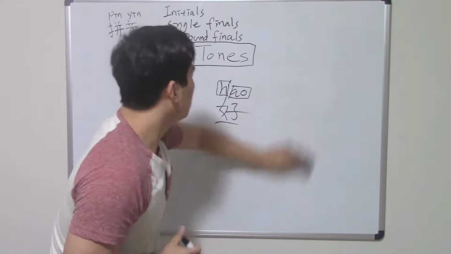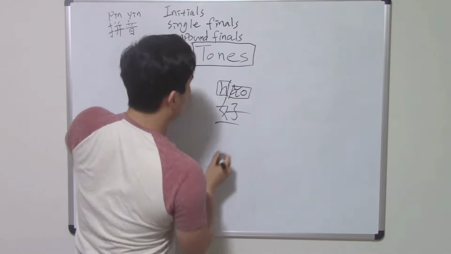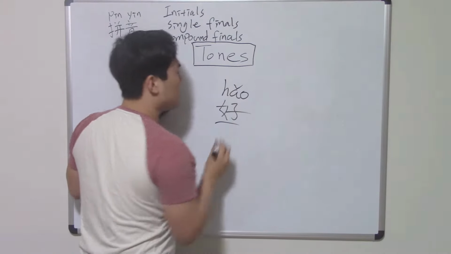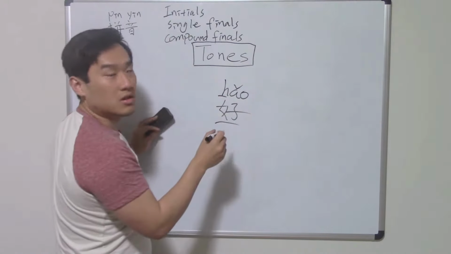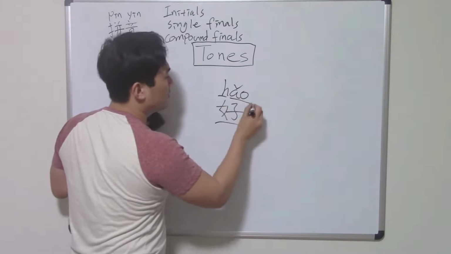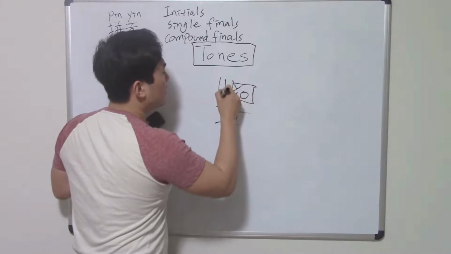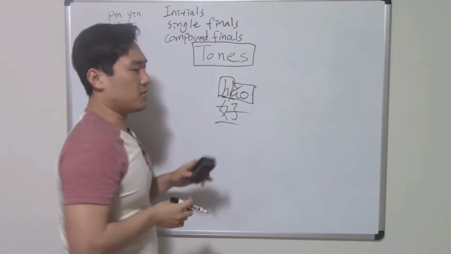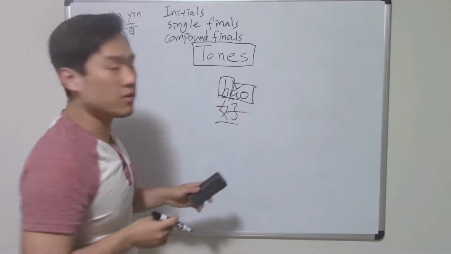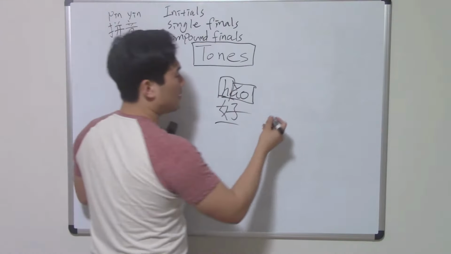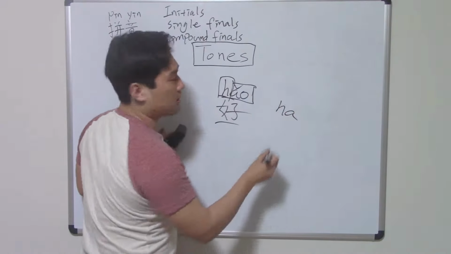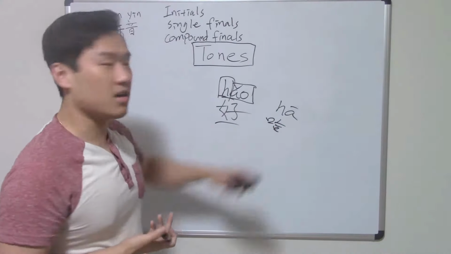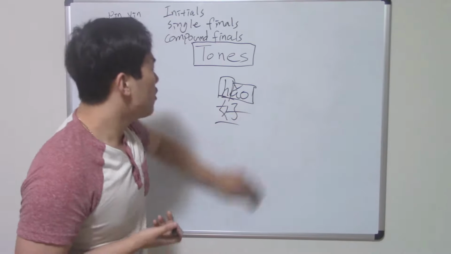So in this case, 好, let me write this down one more time here. H A O. That's an initial plus a compound final. So you can see two parts, that's it. Or the initial plus the single final, like ha, just like the sound of laughing. That makes sense too. So that's all.